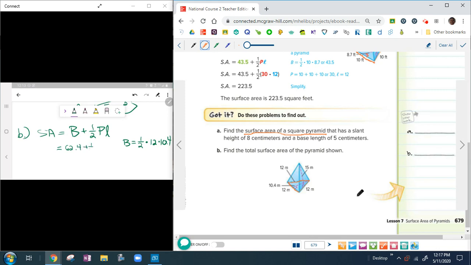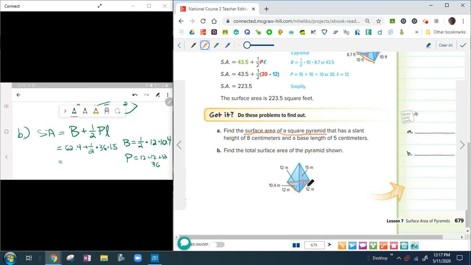All right, so 62.4 plus 1/2. The perimeter, what's the perimeter now of the base? It looks like I have around the outside, I have 12, 12, 12. 12 plus 12 plus 12, or 12 times 3 gives me 36. And my slant height, which is the height of the lateral surfaces here, is 15.